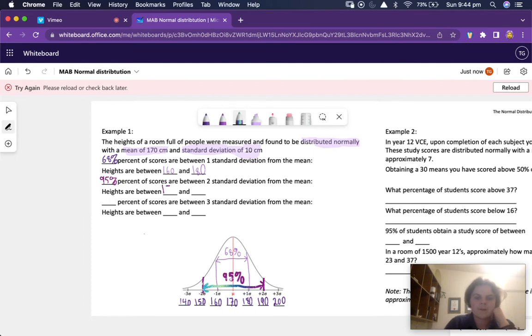So 95% of people are between 150 and 190 centimeters. That includes me. I must be pretty short because I don't fit within 68%, within one standard deviation. So I must be in the bottom third of height, but I do fit within the 95%. So that's nice.